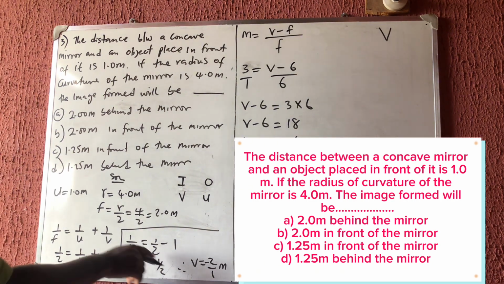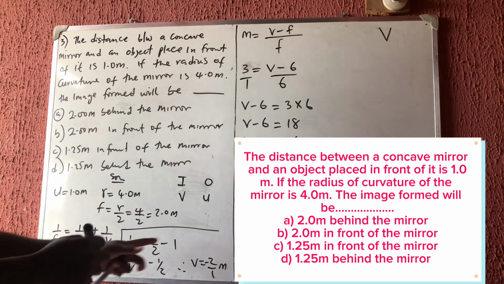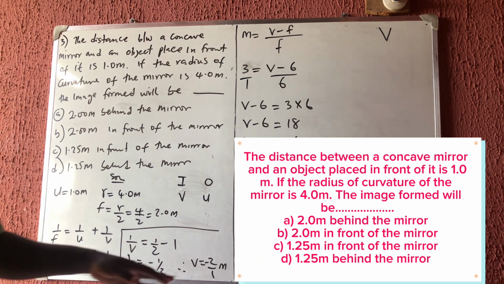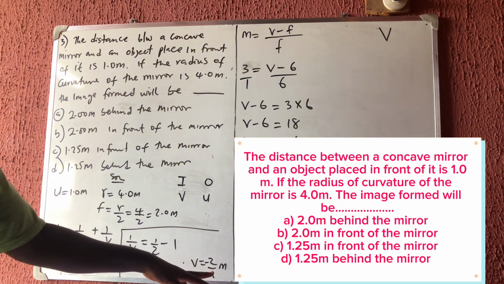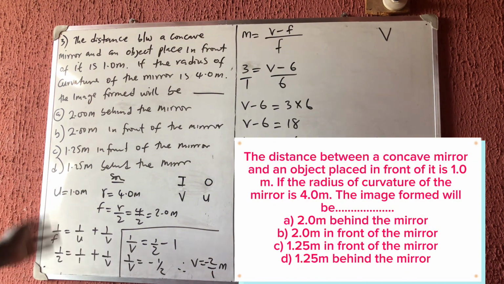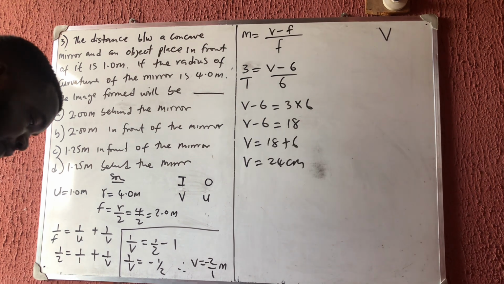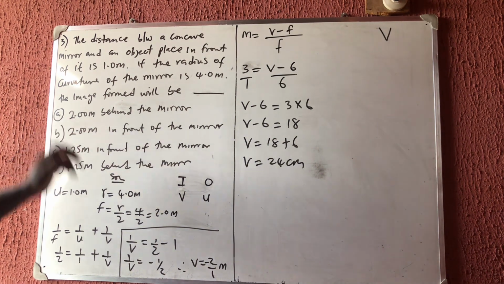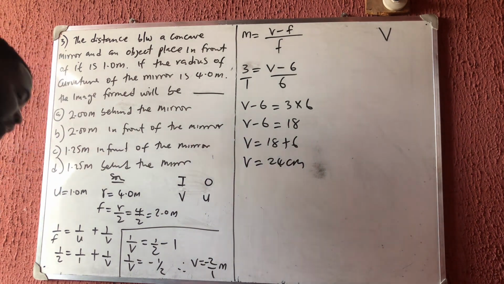Because if this turns upside down, this will turn upside down. Half minus 1 is minus half, or you do LCM if you like it that way. So now, since my v is negative, it is not in front, it is behind. Since it is negative, it means it is behind. So 2.0 meters behind the mirror. Option A is the answer to that question.